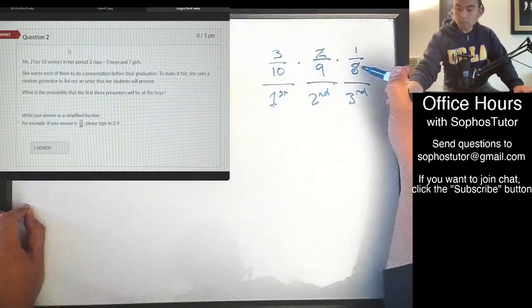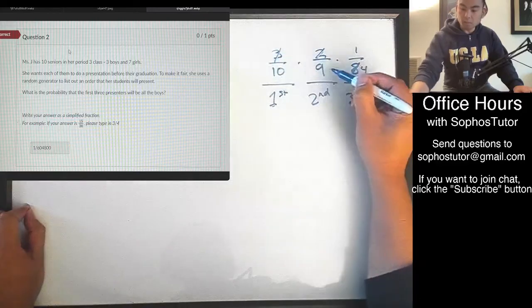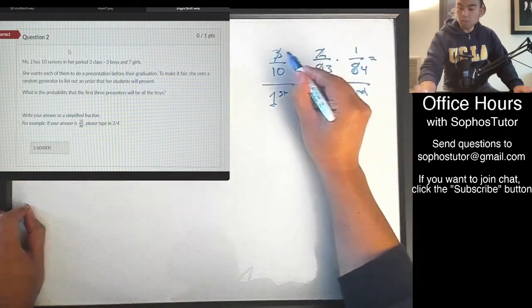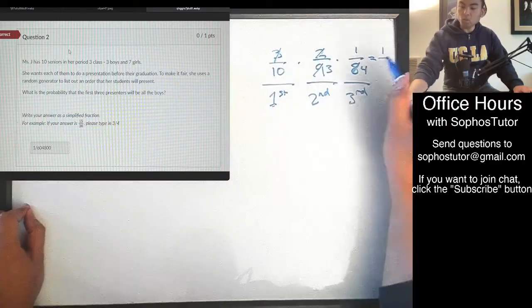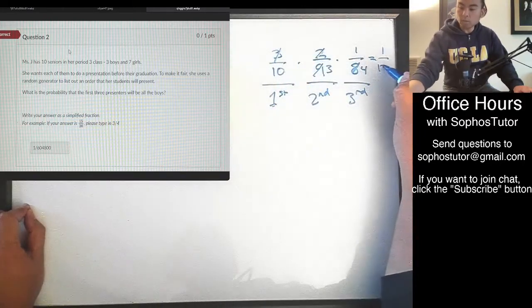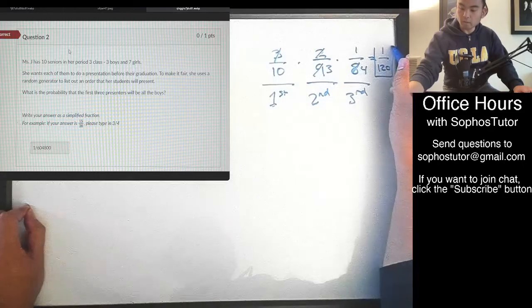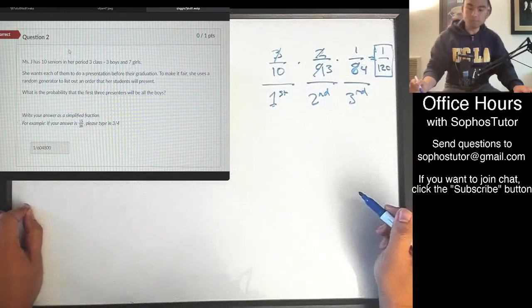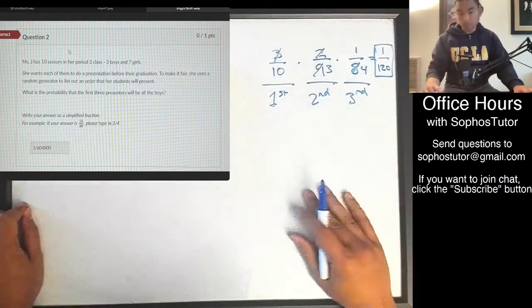So the 2 cancels out with the 8, and we get a 4 down there. A 3 cancels out with the 9, and we get a 3 down here. And so we should have 1 in the numerator over 10 times 3 times 4, which is equal to 120. So we have a chance of 1 out of 120. Okay, now there's another way we can think about it.